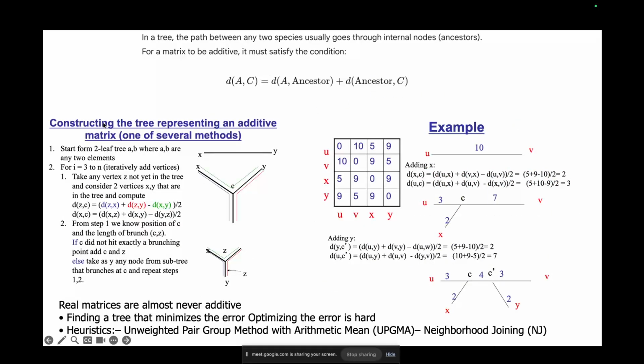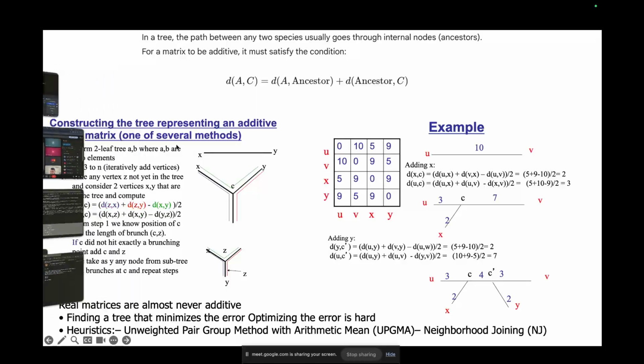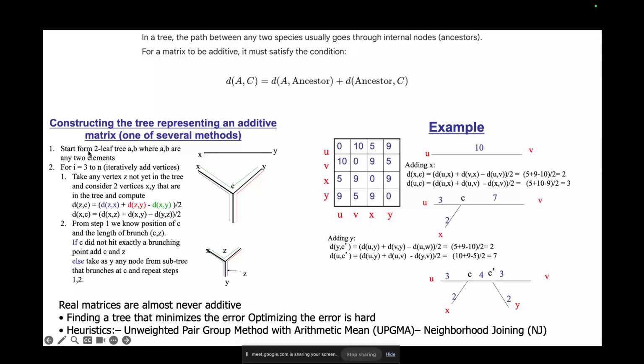Now, for example, assume that you have an additive matrix. Now you want to convert it to a tree. How do you do that? So first, you start to form a two-leaf tree with A and B, where A and B are any two elements. Then for i equal to 3 to n, so two elements have been added, from 3 to the end element. So this is pseudocode, by the way.